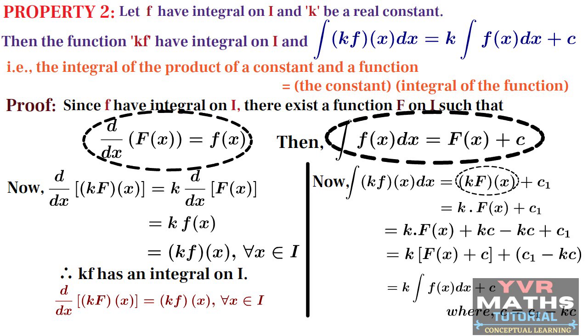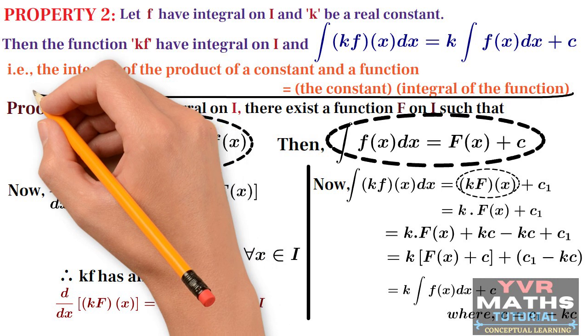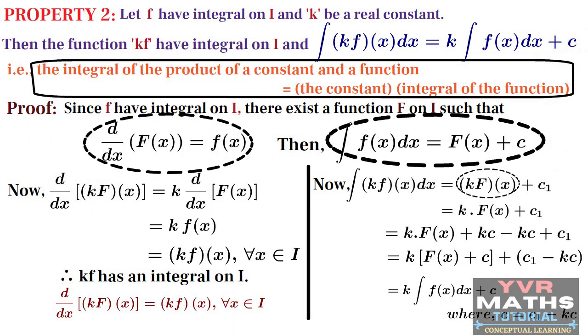What is the second property? The integral of the product of a constant and a function is equal to the constant into the integral of the function.